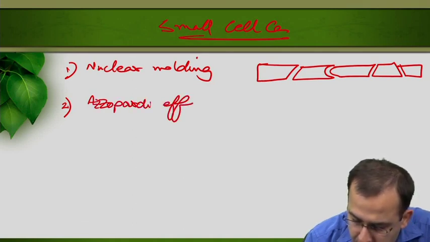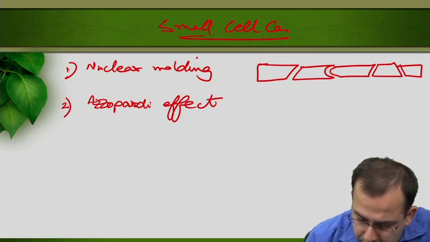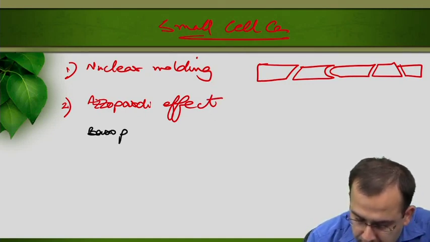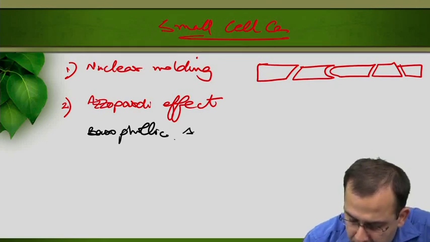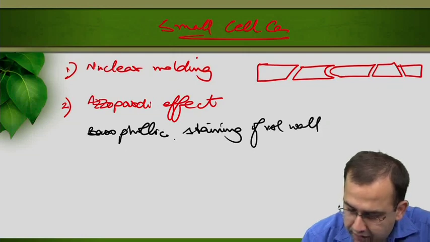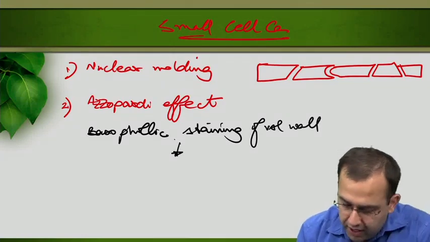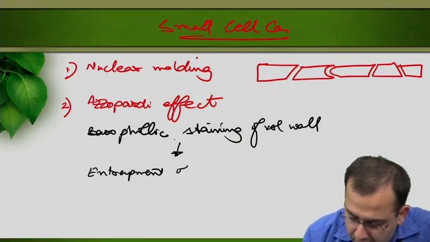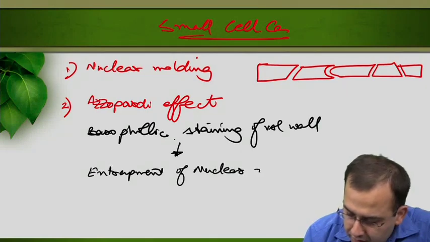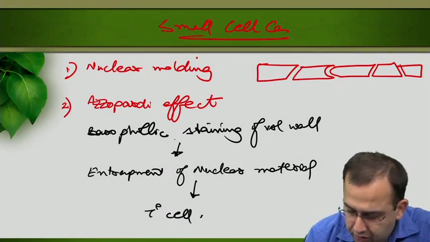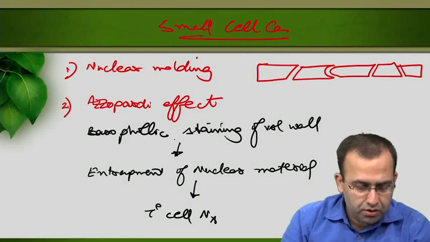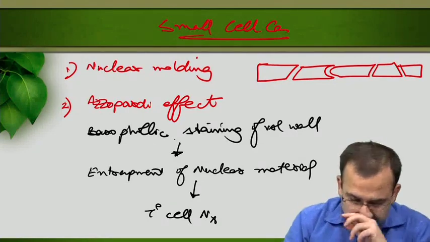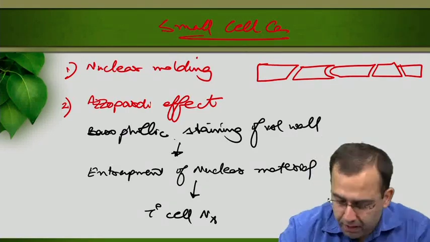Azopardi effect is basophilic staining of the vessel wall. That is, the vessel wall should be pink in color, but here it appears blue. Why? Because of entrapment of nuclear material in the vessel wall. And why is the nuclear material getting entrapped? Because of tumor cell necrosis. So small cell carcinoma lung has two microscopic features, nuclear molding and Azopardi effect.